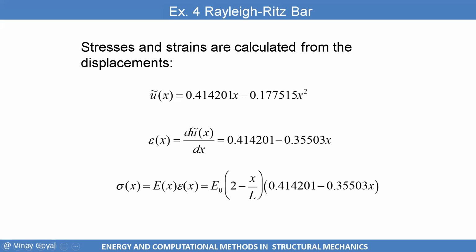If I know U tilde, then I know the strain, because strain is U prime. So du dx gives you the strain. So the strain is linear based on this approximation. And then the stress becomes modulus times strain, which becomes this equation here. So notice how the stress varies across a bar, which is something you probably didn't expect, but it's what's going on there. Okay, so that's what we have for this example. Very nice. I'm very excited about what's going on here.